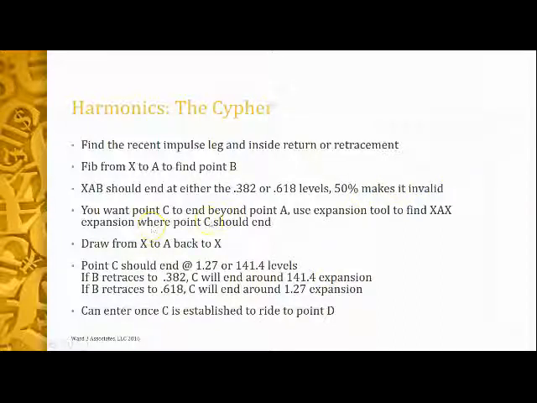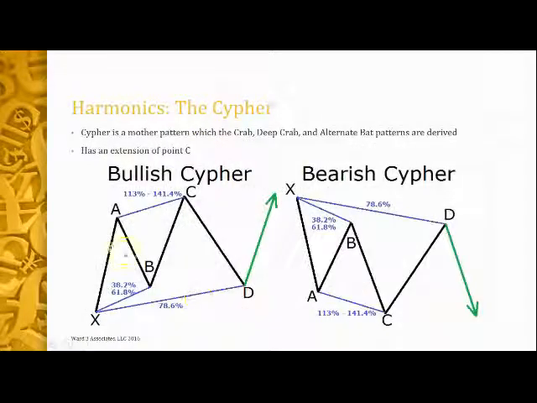You want point C to end beyond point A. So what you would do is use the expansion tool and find the XAX expansion where C point should end. With the expansion tool, previously we would fib from A, B back to A to find D. But to find C, we're going to go XAX to find the expansion of C. Alright.